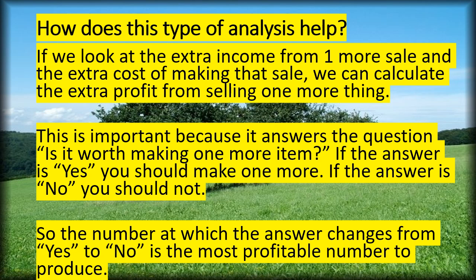So how does this type of analysis help? If we look at the extra income from one more sale and the extra cost of making that sale, we can calculate the extra profit from selling one more thing. This is important because it answers the question, is it worth making one more thing? If the answer is yes, you should make one more. If the answer is no, you should not. So the number at which the answer changes from yes to no is the most profitable number to produce.